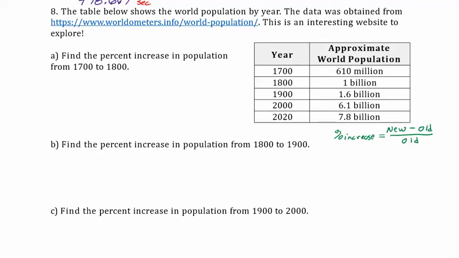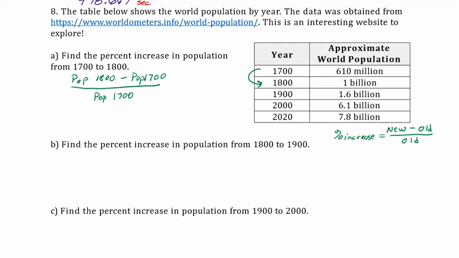Okay, so if we want to find the percent increase in population from 1700 to 1800, then we're going to take the population in 1800, that's the new population, subtract the population in 1700, which is the old population. And then we're going to divide that by the old population, which is the population in 1700, or the original. I probably use original in some places instead of old, but they mean the same thing.